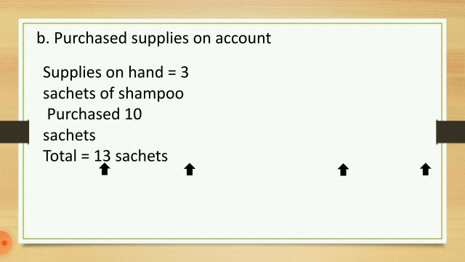And let's put it this way. You only have 3 sachets of shampoo left, and you purchased an additional 10 sachets. So what happened to your supplies? Obviously, it becomes 13, or it simply increased.